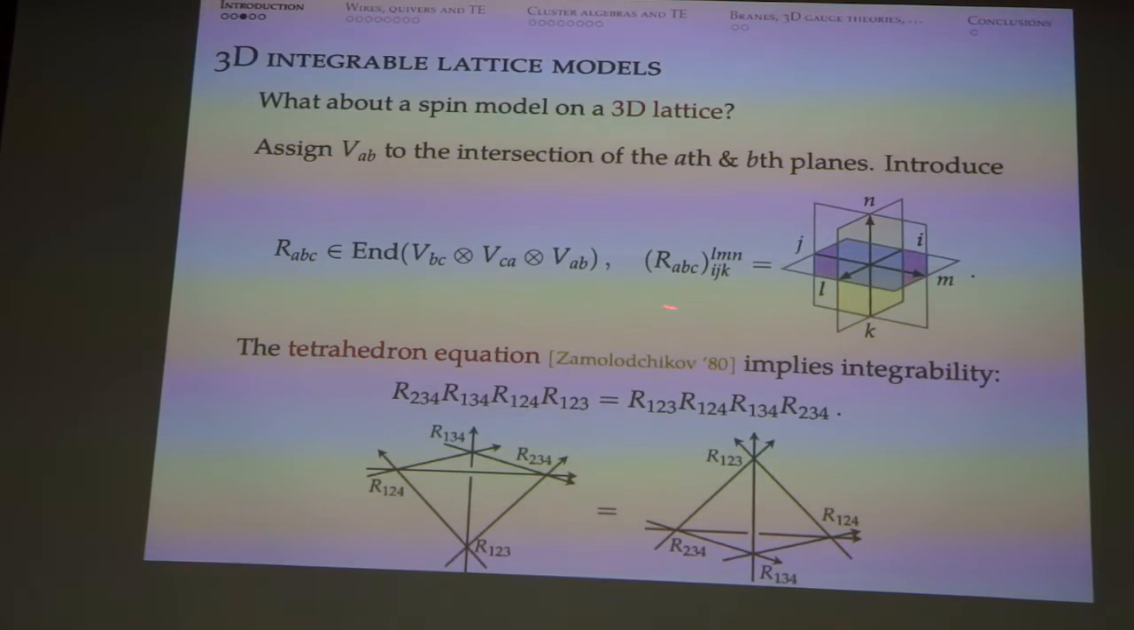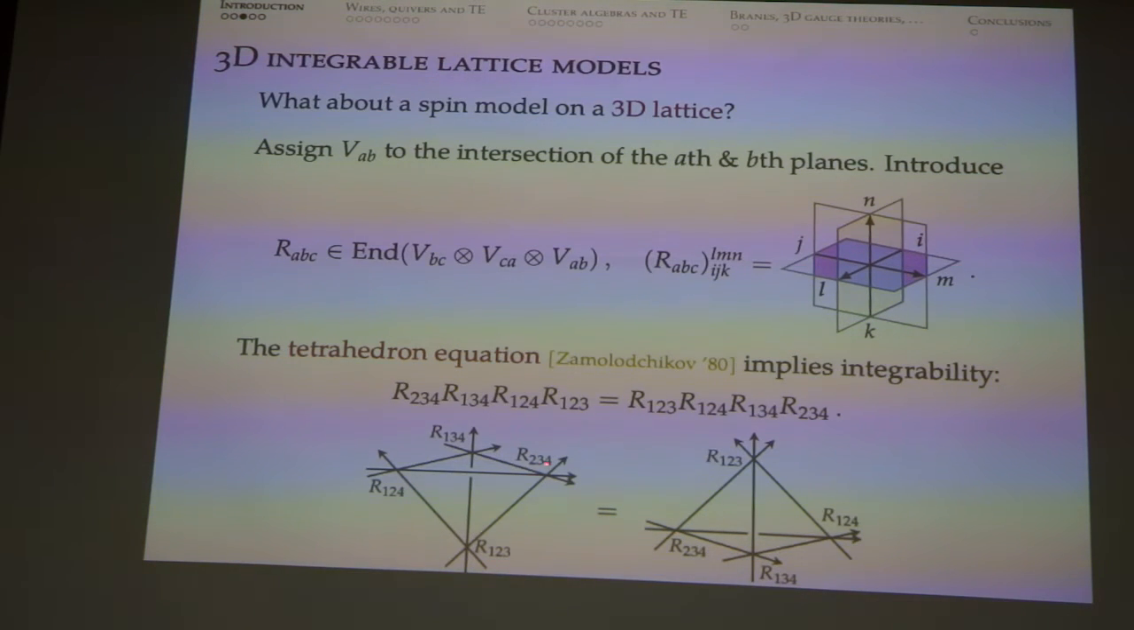And similar to the Yang-Baxter equation, there's a three-dimensional analog of the Yang-Baxter equation, which is called Zamolodchikov's tetrahedron equation. Now each side of the equation contains 4 R's. Okay, so this is the three-dimensional version of the Yang-Baxter equation, and this implies integrability. And similar to the Yang-Baxter case, there's a graphical representation of this equation, which now looks like 4 intersecting planes, which bound a tetrahedron.